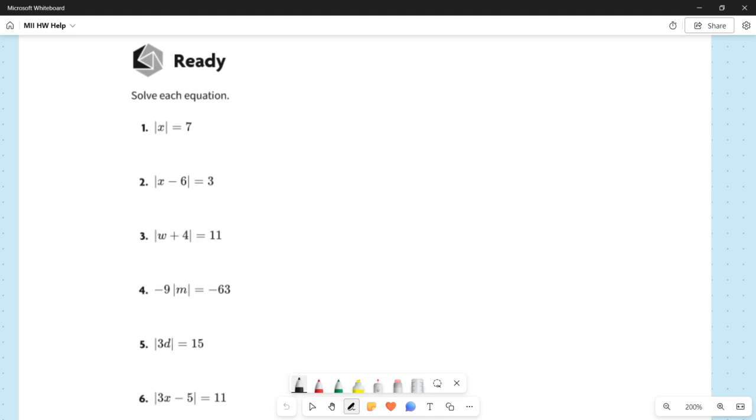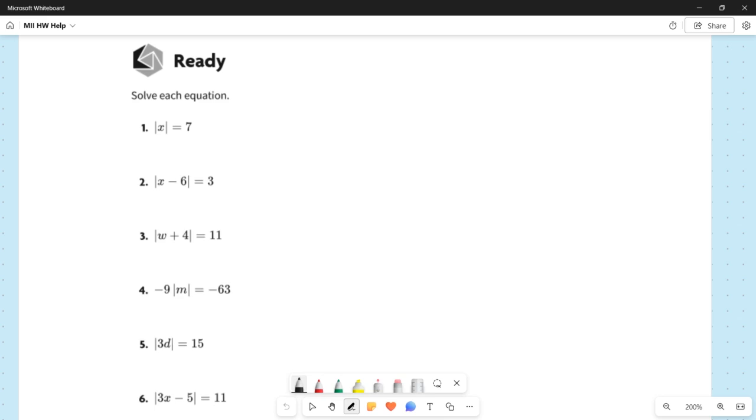So, number one, our equation is the absolute value of x equals 7. Whenever we're solving an absolute value equation, we basically need to account for two different scenarios. In this case, the thing inside the absolute value, which happens to just be x, could either be positive or negative. We don't really know which, because when you take the absolute value, you essentially only take the positive, right?